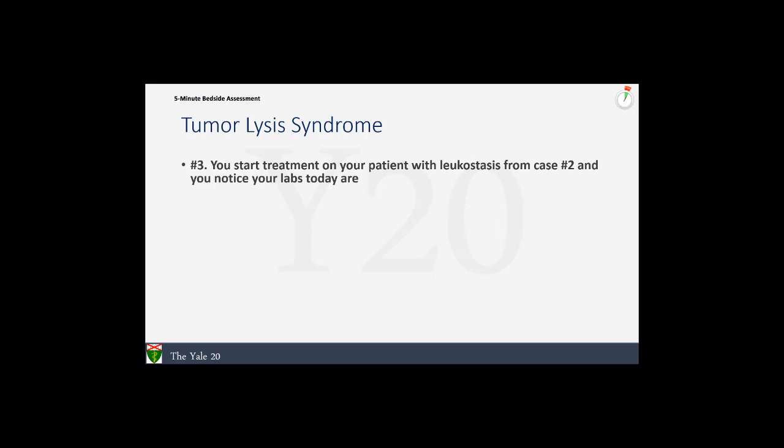So you start your treatment on your patient from case 2 with the leukostasis, and you notice the labs are this. Of note, the white count is still 128. The hemoglobin is still 6.5 because, like I said, you don't want to treat the hemoglobin yet with red blood cells until the white blood cell count has gone down. But when you repeat the labs, you notice that the potassium has gone up to 5.8, creatinine is 2.7, LDH has gone up quite a bit, uric acid is 6, calcium is 7, and phos is 6.9.